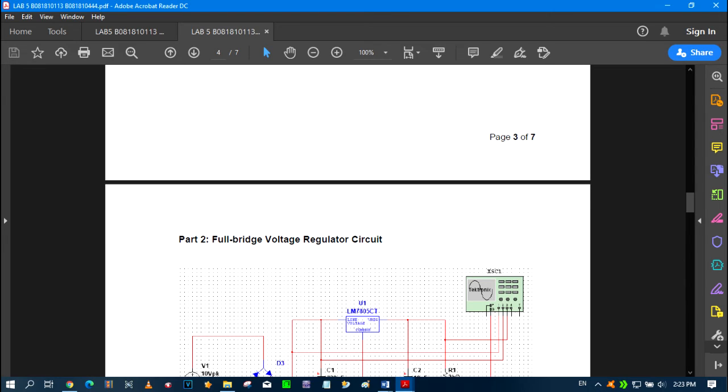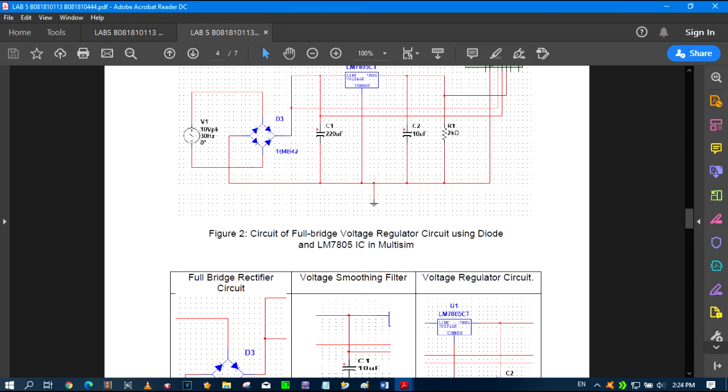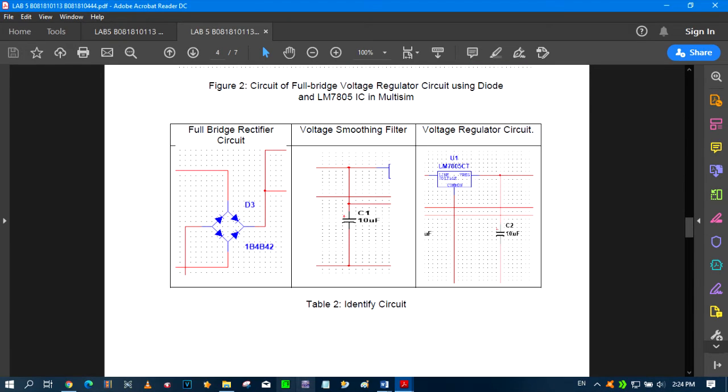In part 2, we need to identify the full bridge circuit, voltage smoothing filter, and voltage regulator circuit from the circuit of the full bridge voltage regulator circuit. The full wave bridge circuit using diodes gives us a greater mean DC value, which is 0.637 Vmax, with less ripple, while the output waveform is twice the frequency of the input supply frequency.